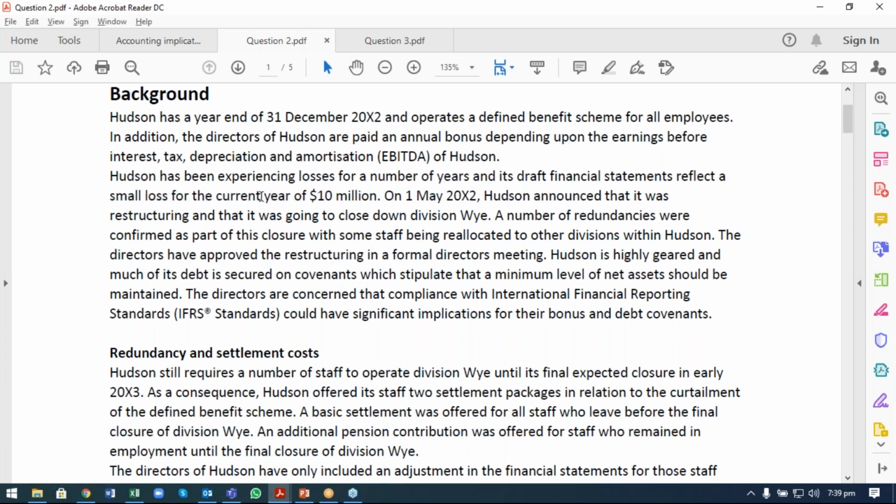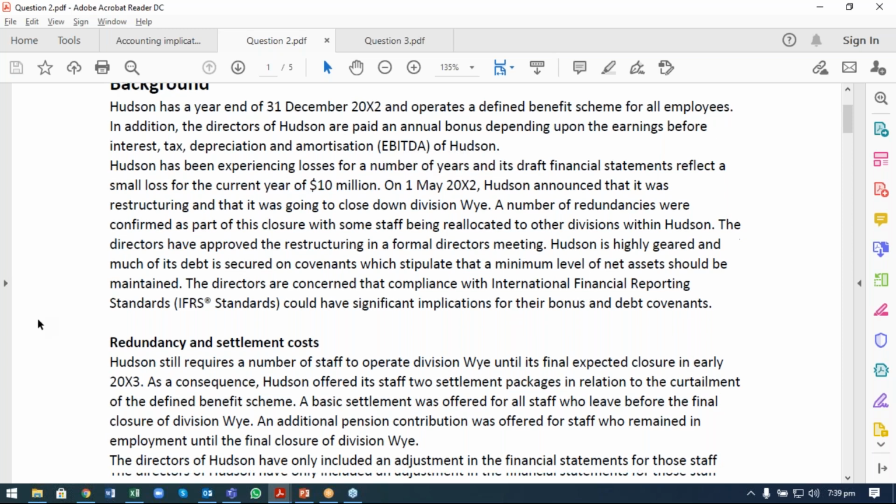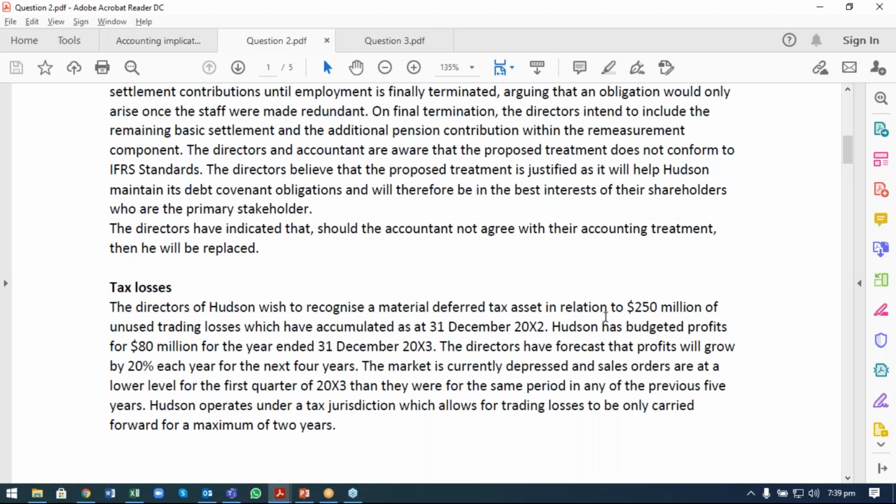You can see here the company is currently making a loss, and the company is making loss from last many years, right? But in this case, the directors have planned out or have budgeted or have a projection that the Hudson company is going to make a profit of 80 million for the year ended 31st December 2002. The directors have forecast that profits will grow by 20% each year for the next 4 years. So Hudson has another idea that the profit of this company will grow by 20% each year, right? We'll be looking into whether this profit is going to increase or not.